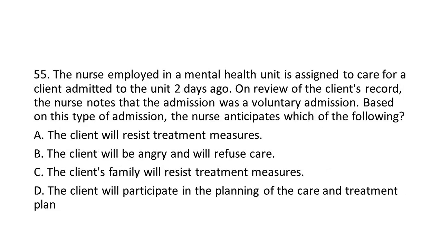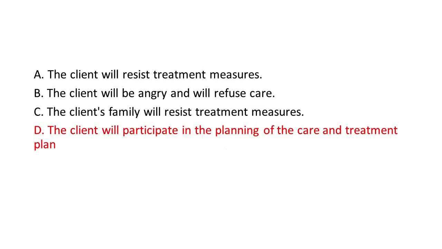55. The nurse employed in a mental health unit is assigned to care for a client admitted to the unit 2 days ago. On review of the client's record, the nurse notes that the admission was a voluntary admission. Based on this type of admission, the nurse anticipates which of the following? A. The client will resist treatment measures. B. The client will be angry and will refuse care. C. The client's family will resist treatment measures. D. The client will participate in the planning of the care and treatment plan. The answer is D. The client will participate in the planning of the care and treatment plan.